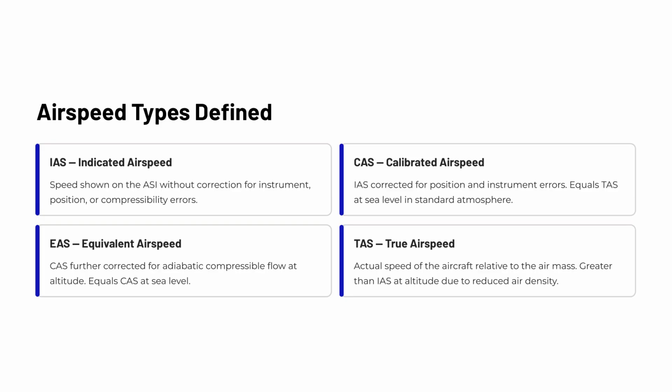Finally, true airspeed, or TAS, represents the aircraft's actual speed relative to the surrounding air mass. Because air density decreases with altitude, TAS will always be greater than IAS at altitude. The instrument underreads because the air is thinner. Understanding how these 4 values relate to one another is fundamental to interpreting aircraft performance data correctly and applying it safely across different altitudes and atmospheric conditions.